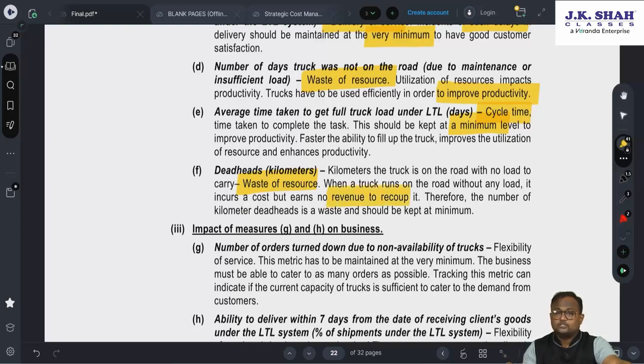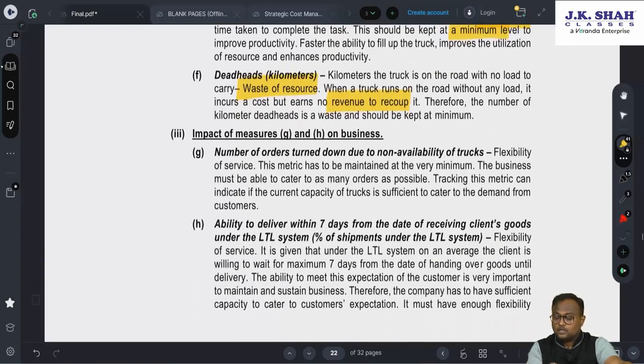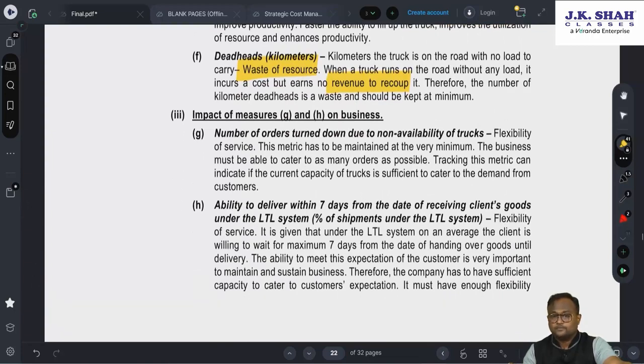You recoup your revenue in such a manner that the unproductive period is taken care of, probably by enhancing your rates, enhancing your journeys, so that the overall impact of deadheads will be eliminated. Next is the impact of measures G, N, E. G was the number of orders turned down due to non-availability of trucks. Since you have no availability of trucks, you will not be able to execute customers' orders. So your flexibility is at stake.